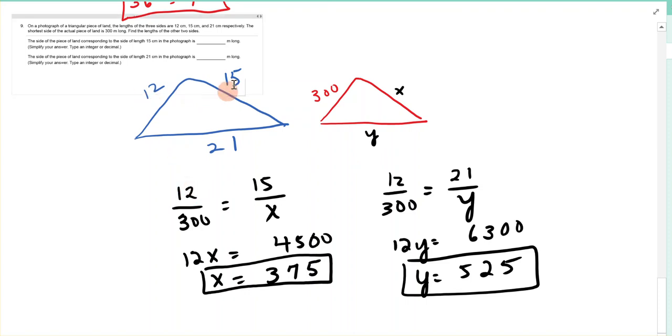So 12 has to compare to 300 as 15 goes to x. And so we do our cross multiplying and divide, and we get x is 375. And then if we do the thing for y, we've got 12 compares to 300 as 21 compares to y, and we get y is 525. So same thing that we were doing, similar triangles. And that should take care of section 1.2.